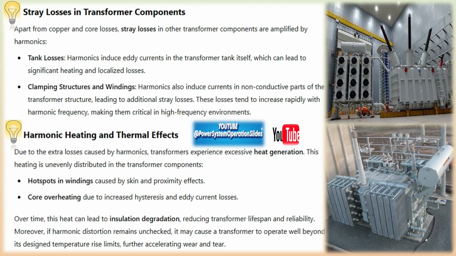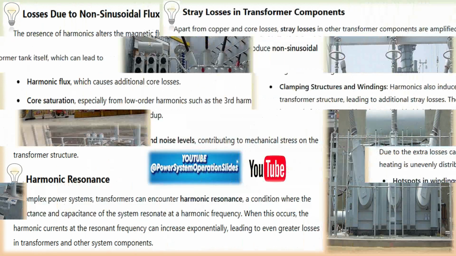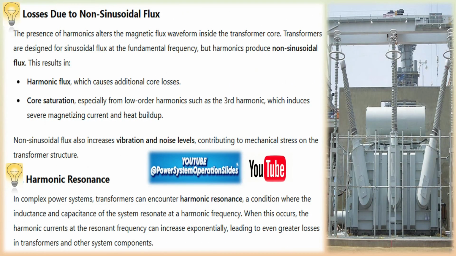Increased eddy current losses. Eddy currents are induced within the transformer's core and windings due to the changing magnetic field caused by current flow. Harmonic components in the current cause rapid changes in the magnetic field, which induce larger eddy currents. Eddy current losses increase with the square of the frequency, meaning that higher order harmonics such as fifth, seventh, etc. produce significantly more eddy current losses than the fundamental frequency.